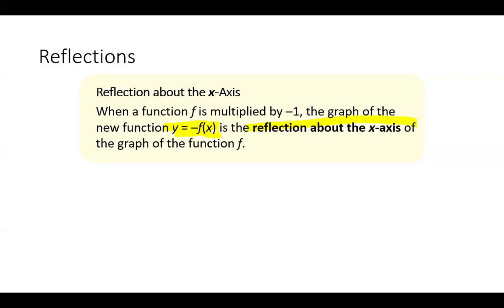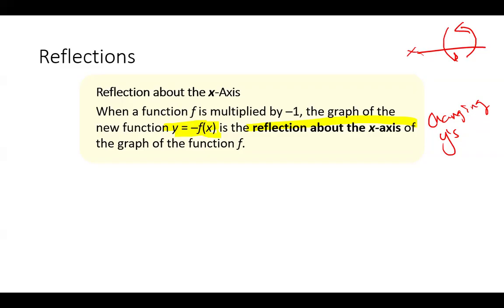The reason why you're reflecting about the x-axis is because you are changing your y's. If I'm changing the signs of my y values, that means that my y values are going from top to bottom or bottom to top. So that is why it's over the x-axis. Does that make sense? Okay.